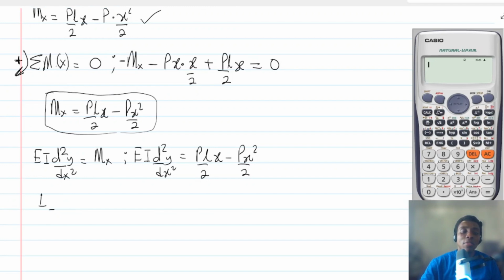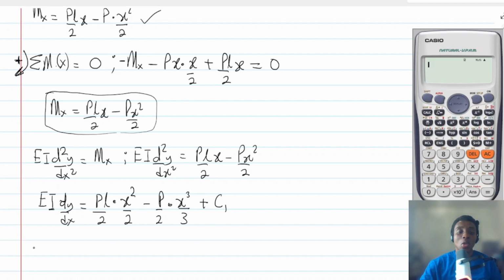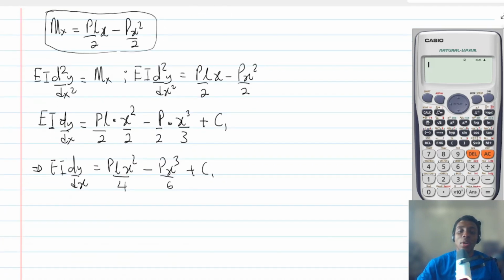We would have to integrate this. Now, please take notice, if you have d squared y and you integrate, it's going to be dy dx. Please take the constants aside, and then integrate x. You're going to get x squared over 2 minus P over 2. Put it one side, then you get x cubed. So you are integrating x squared, so it's going to be x cubed over 3. Plus a constant c1. Always, whenever you do integration, you bring a constant. So now at this point, we know that EI dy dx should be equal to PL x squared divided by 4 minus Px cubed divided by 6 plus c1. So how can I find c1? Boundary condition.